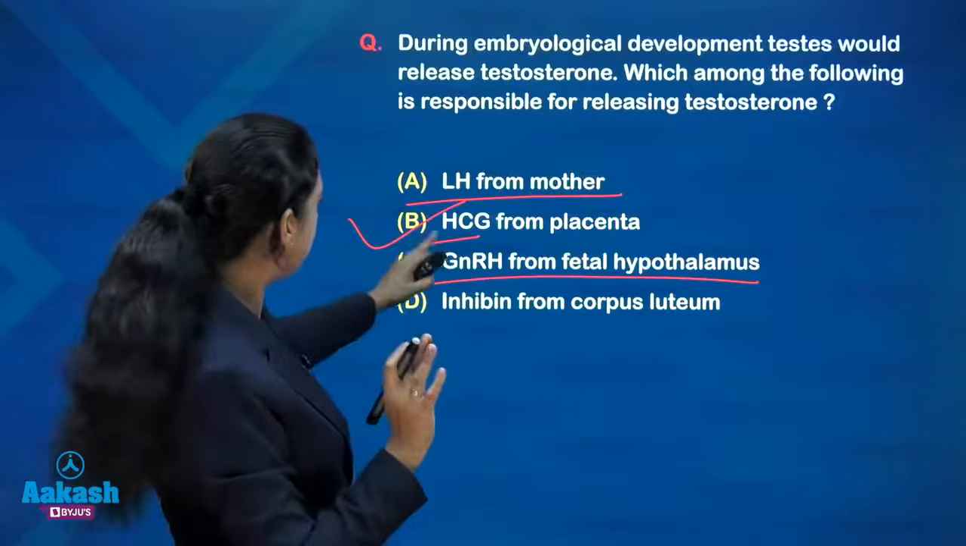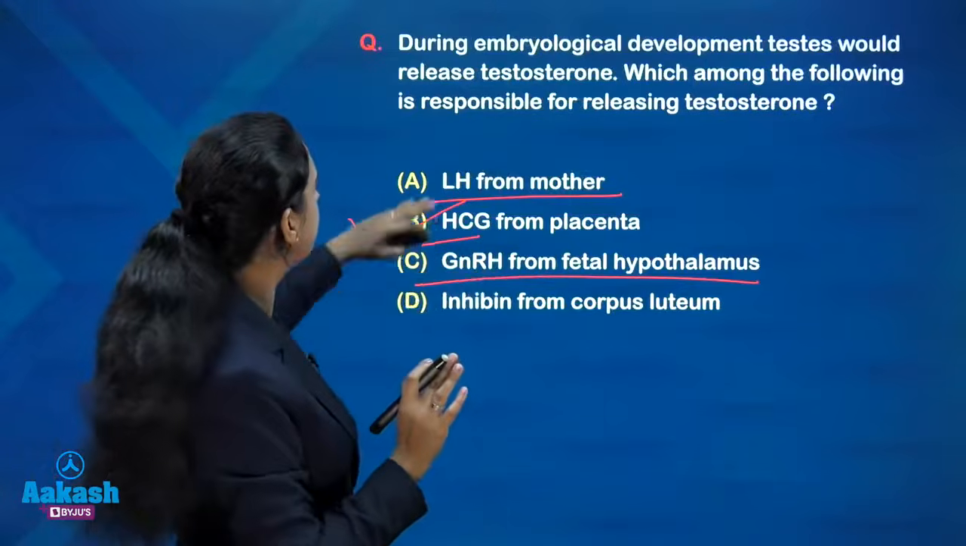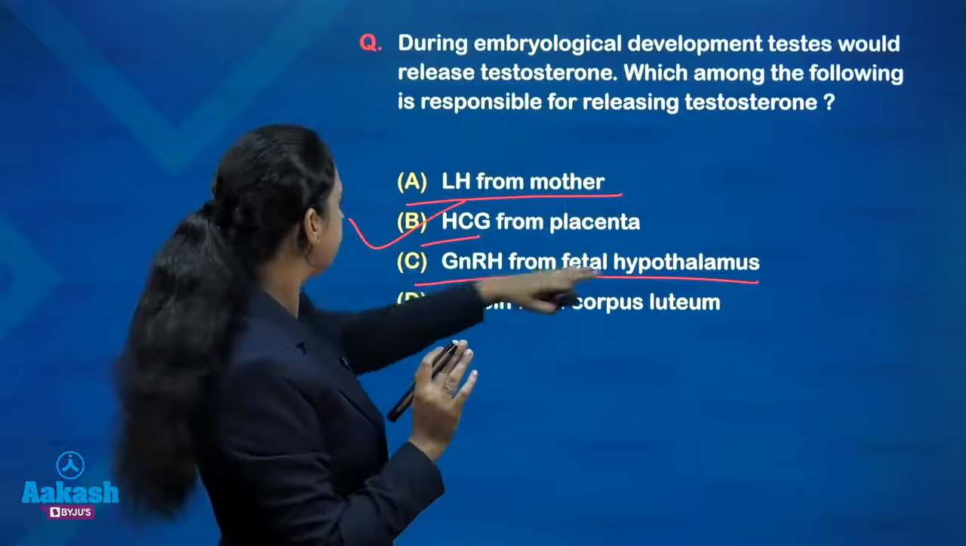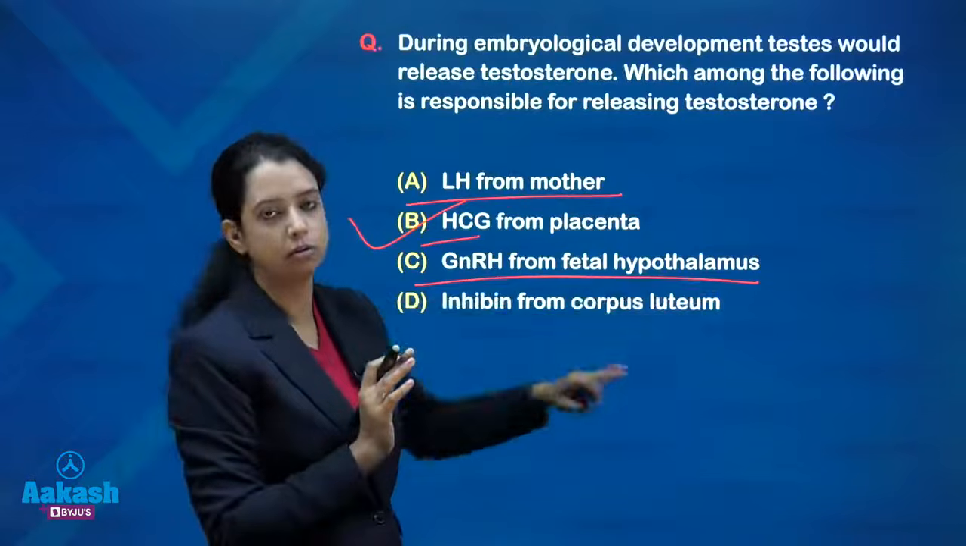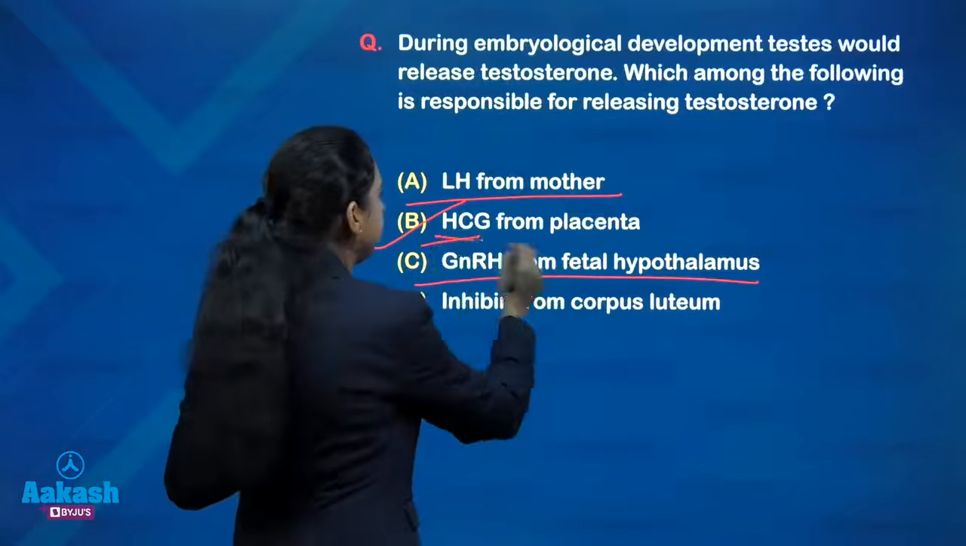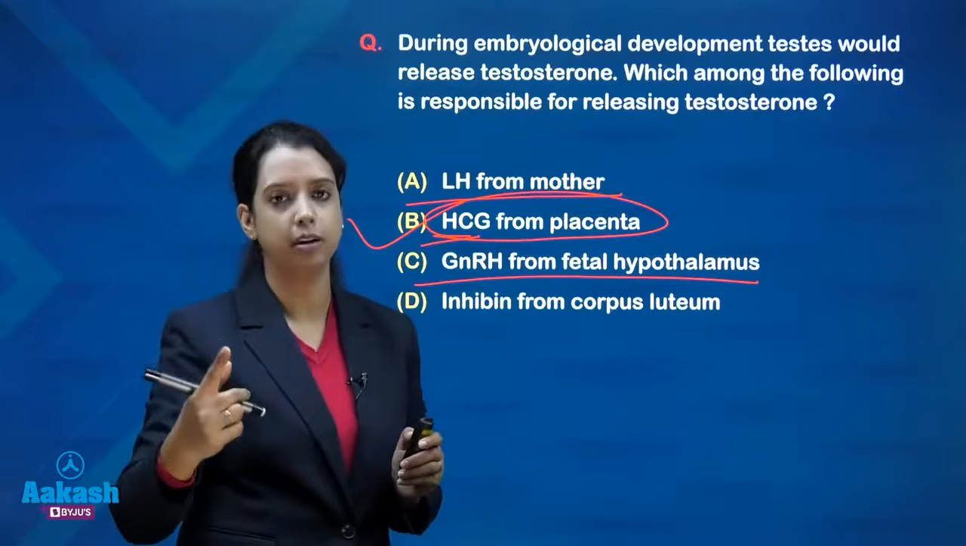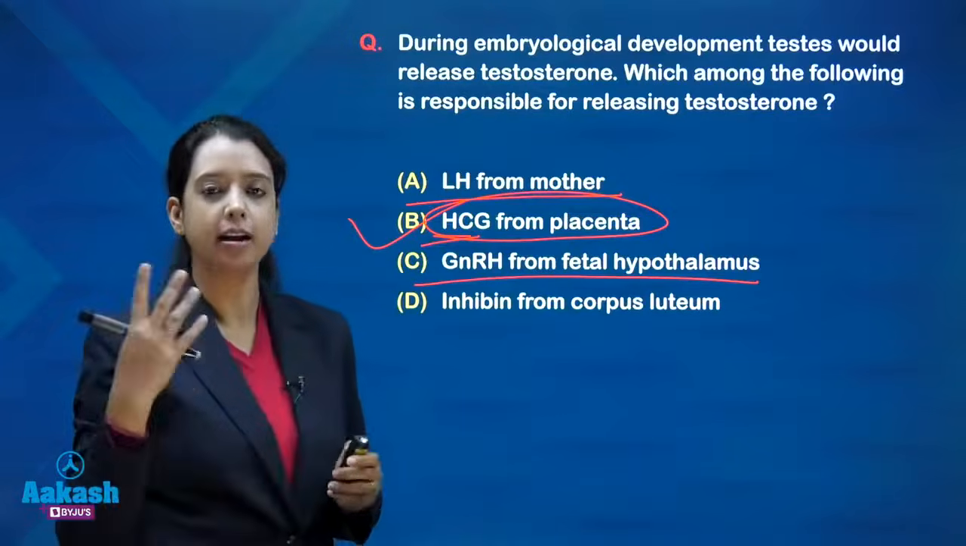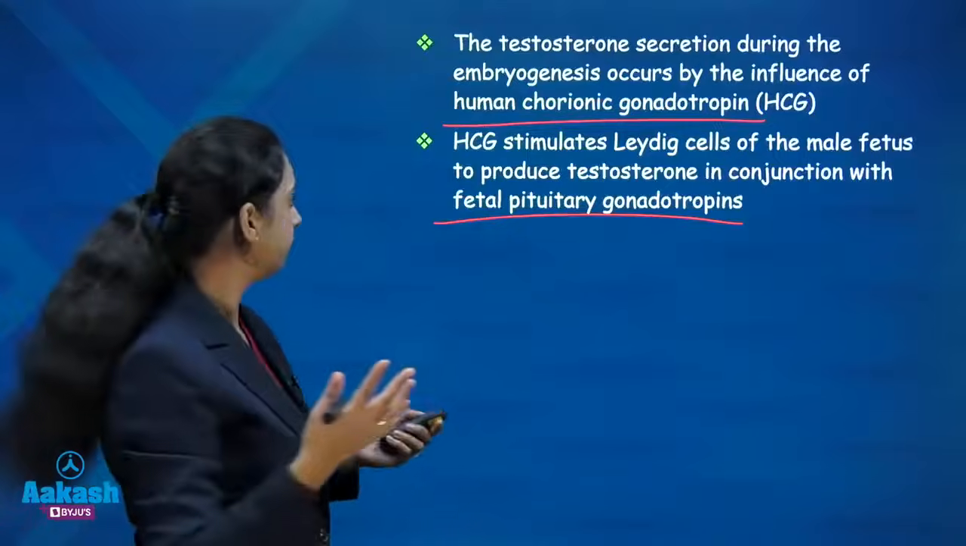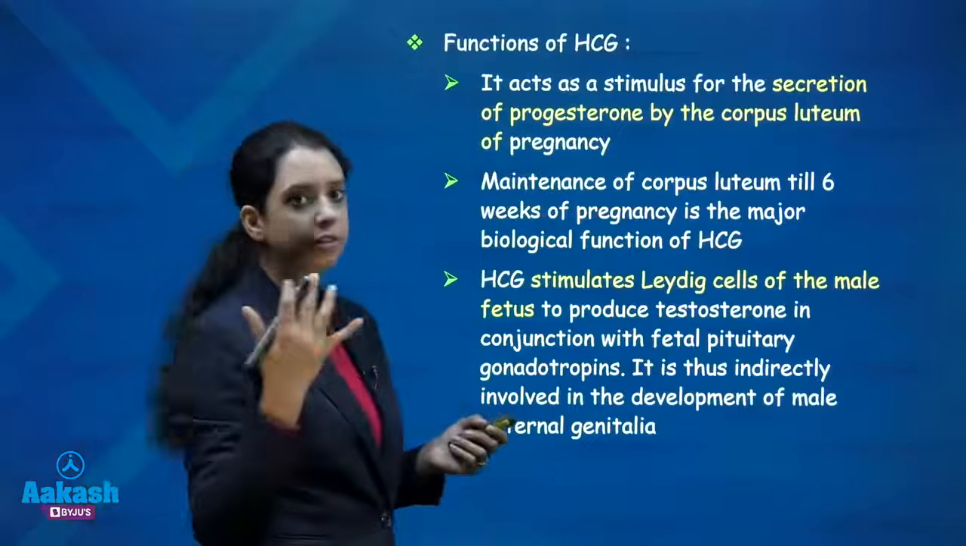Now the options here: LH from the mother, HCG from the placenta and GnRH from the fetal hypothalamus. The gonadotropins were not there. So they don't help. Only HCG from the placenta and gonadotropins from the fetal pituitary, they together act and help in the release of fetal testosterone. Okay. Now what are the basic functions of HCG?